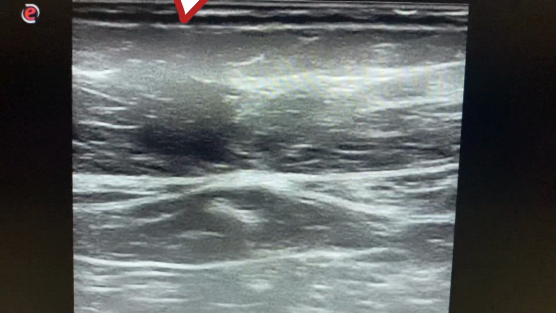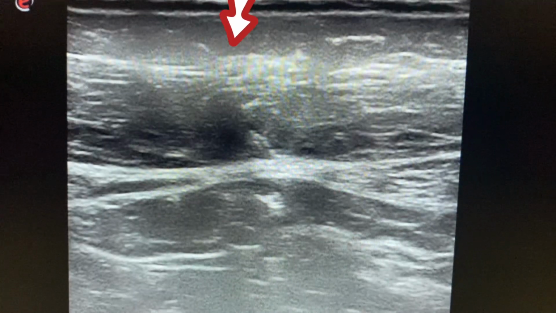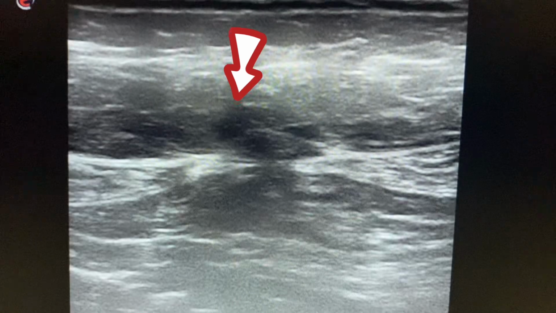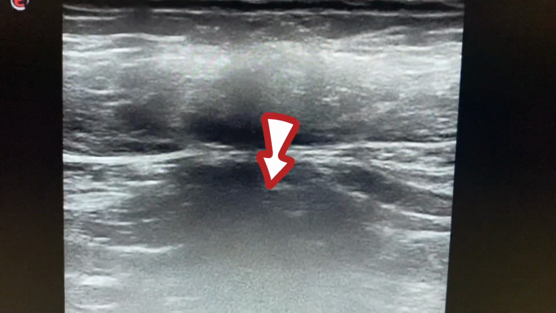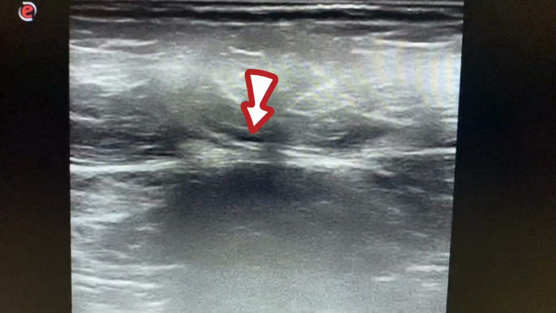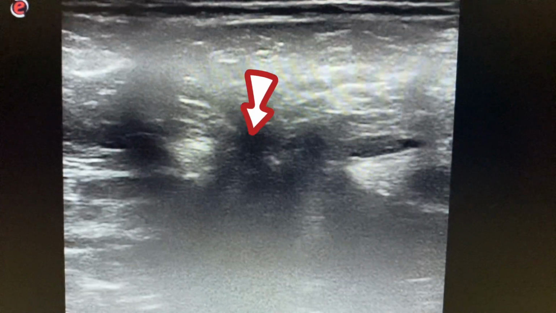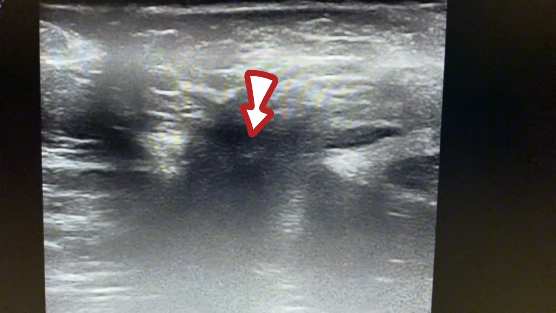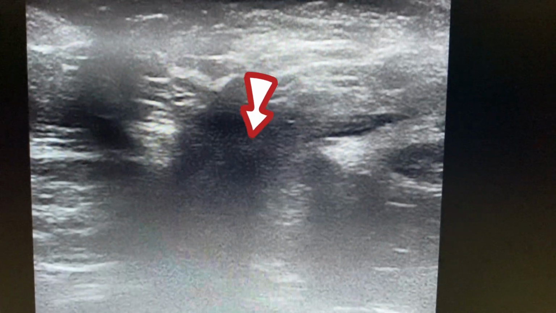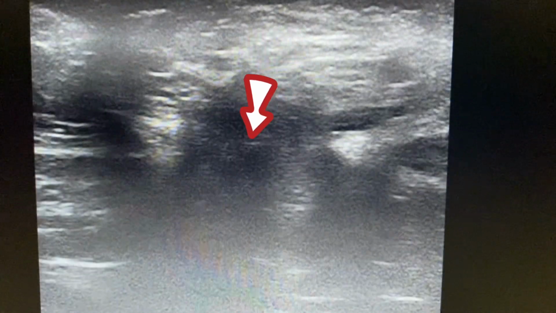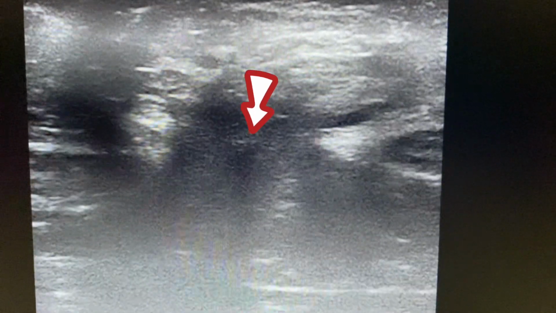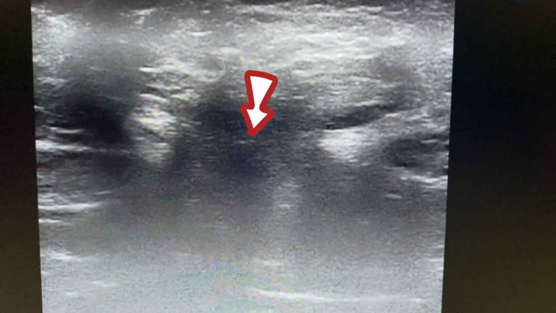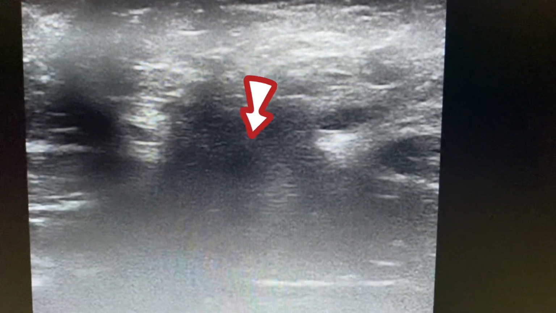Here we see skin, subcutaneous fat layers, muscles, and peritoneal cavity. We see there is a defect between two echogenic lines, and here is a hypoechoic area. This is a rupture of the anterior abdominal wall layer or peritoneal layer.